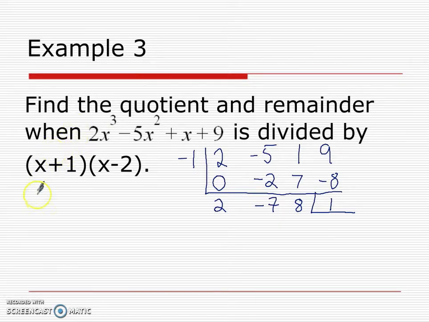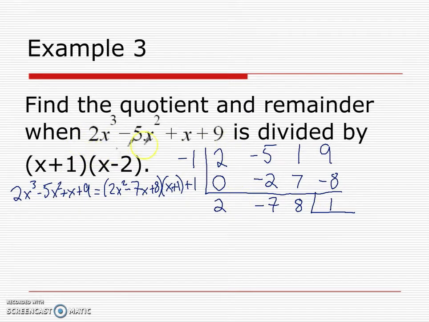And let's do that over here, right? So what we're saying is that 2x cubed minus 5x squared plus x plus 9 is equal to the quotient 2x squared minus 7x plus 8, times x plus 1, plus 1, right? So that's what this is saying. We've expressed this polynomial as this quotient times this divisor plus this remainder, right?